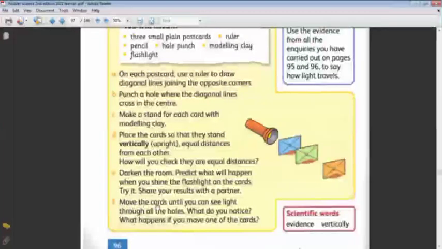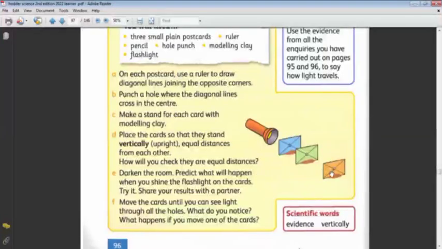The next question: move the cards until you can see light through all the holes. So he wants us to arrange the 3 cards so the 3 holes are behind each other, so the light can pass from the first hole to the second one and from the second one to the third one. So move the cards until you can see light through all the holes. What do you notice? And what happens if you move one of the cards?